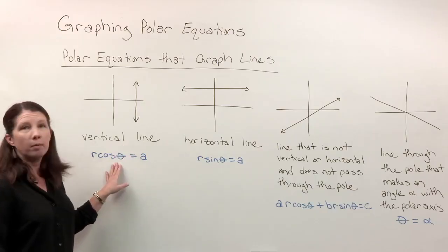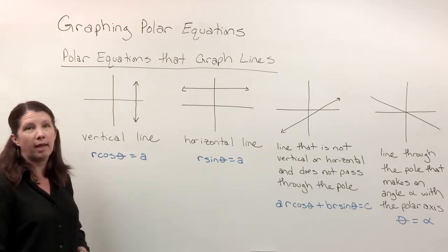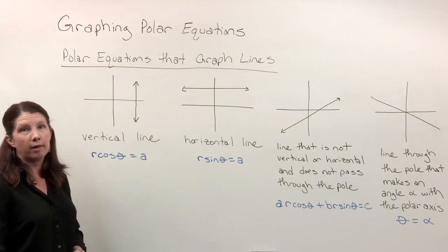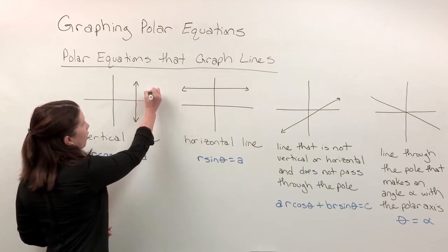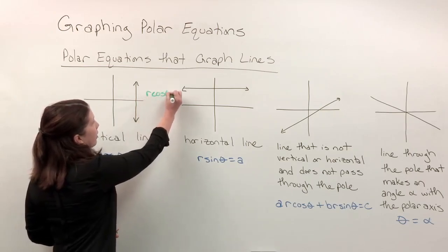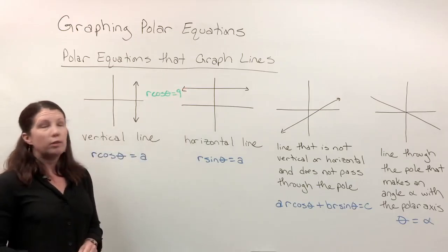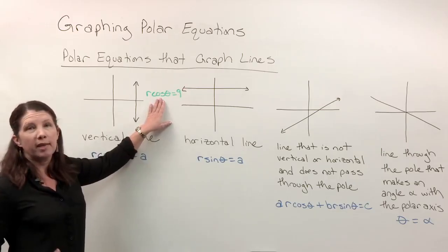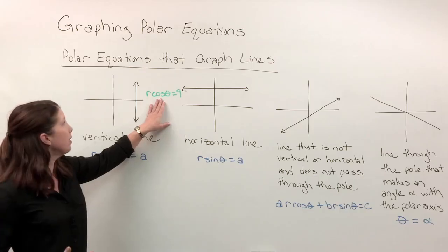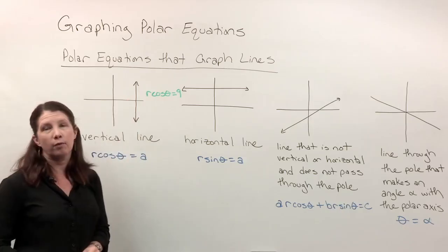In polar form, an equation in the form r cosine theta equals some constant a will be the graph of a vertical line. So for example, this equation might be r cosine theta equals 9. Thinking back to r cosine theta being equivalent to x, then this makes sense because in rectangular form, this equation would be x equals 9, which we also know graphs a vertical line.